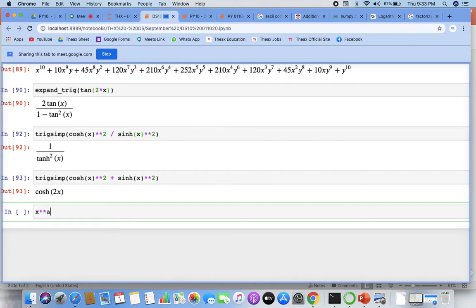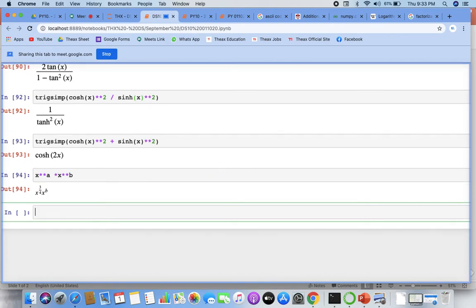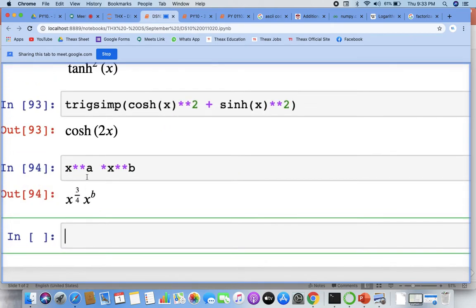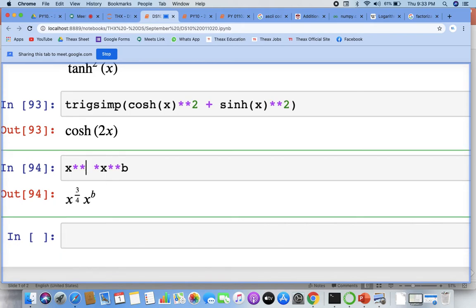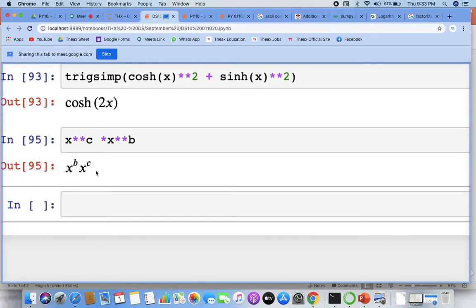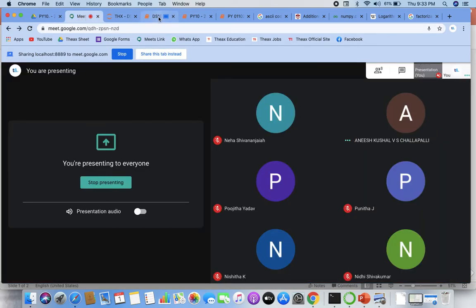Very good. So x to the power of a multiplied by x to the power of b. Let this a be c. So x to the power of b, x to the power of c. Someone said x to the power of bc, but it is b plus c. Okay, that's b plus c.